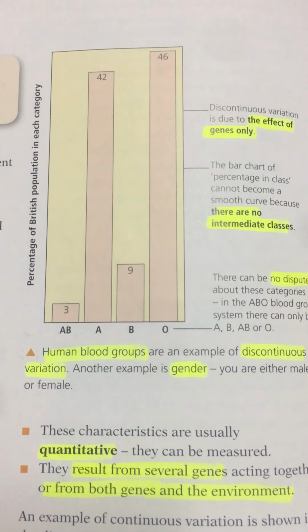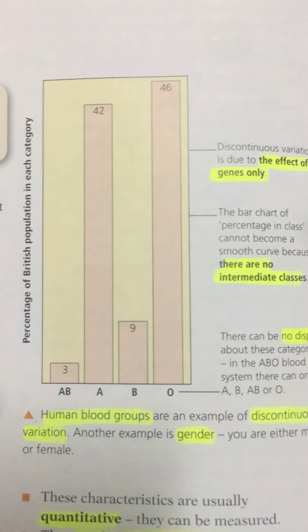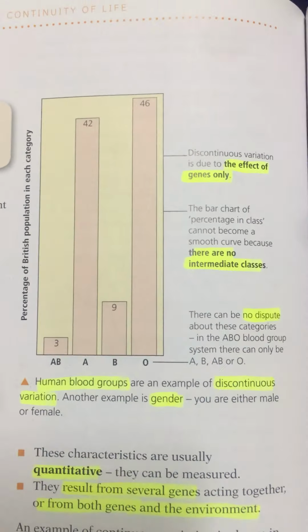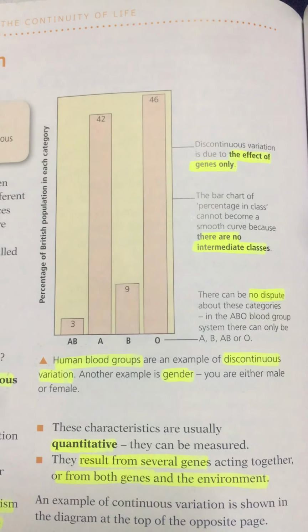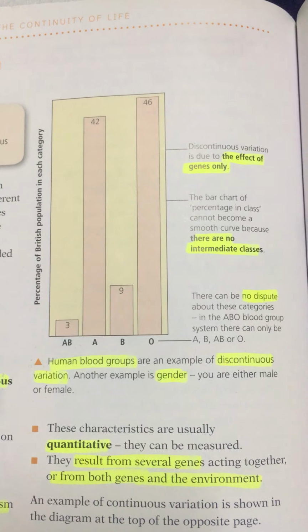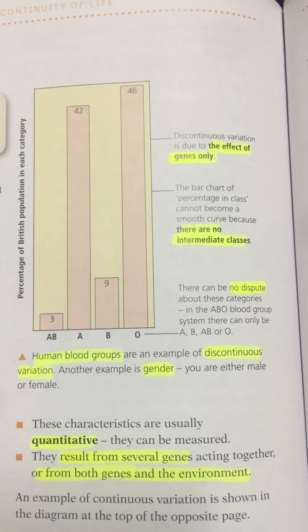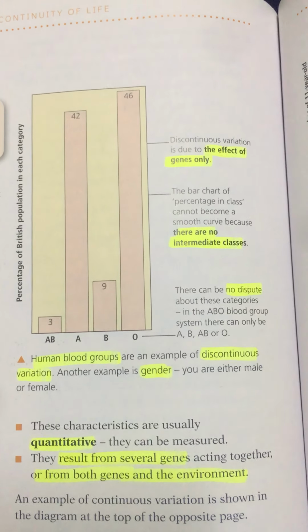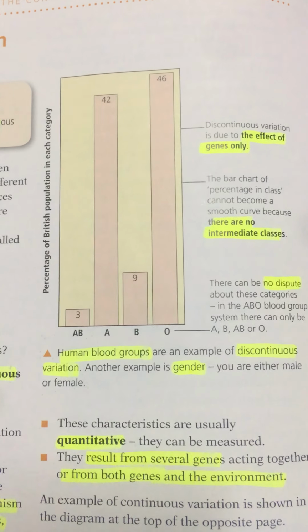Now if you look at the graph, here we have a bar chart. This bar chart shows the type of the blood. Here they mentioned many properties. Those properties are not affected by the environment. This type of discontinuous variation is not affected by the environment. It is only affected by the genes. So discontinuous variation is due to the effect of genes. We have only four types.